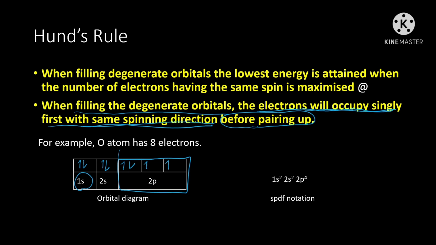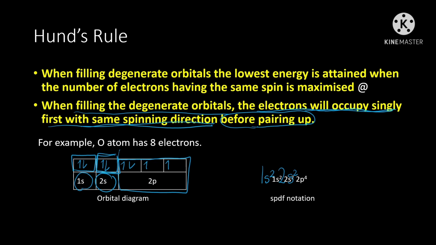To write the spdf notation for the oxygen atom, for the 1s orbital, it is filled with 2 electrons. So in the spdf notation, we write 2 as a superscript to represent the 2 electrons in the 1s orbital. And the 2s orbital is also filled with 2 electrons maximum. Therefore, we write 2s2, and the superscript 2 again represents 2 electrons in the 2s orbital.